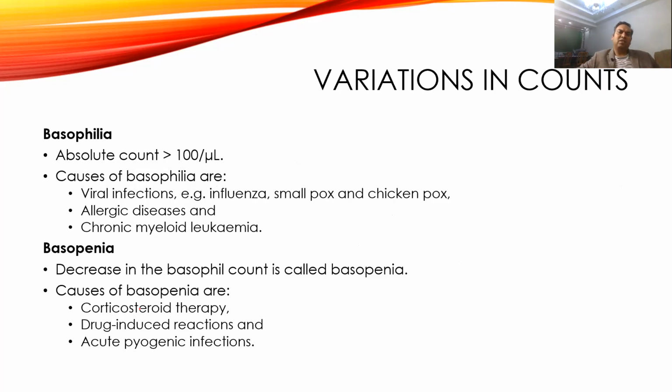Then come to the variations in basophils. When the count is increased, we call it basophilia. When the count is decreased, we call it basopenia. When the count is more than 100, we call it basophilia. It is usually seen in viral infection, allergic reaction, and also chronic myeloid leukemia. Decrease in count is called basopenia, but as we know, the normal count is nearly zero. So when there is complete absence, it can be due to acute steroids, drug-induced reaction, or acute pyogenic infection.